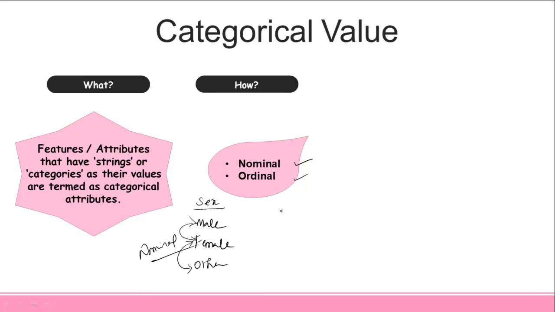The next is ordinal. If you want to store the feedback of this session, let's say I ask you to rate my session on a 5-point scale from A to E, where A stands for the highest marks and E is the worst. So you will have A, B, C, D, E as the values, where there exists an ordering between the values that you store for an attribute, in which case we call this ordinal. So the categorical values in a feature or attribute column could be either of nominal type or ordinal type.